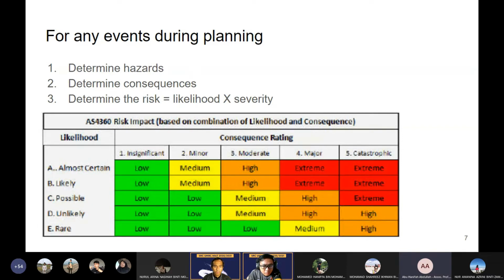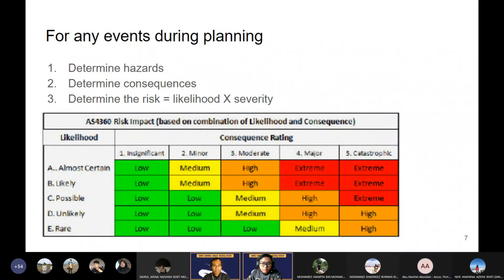First, you have to determine the hazards. You have to determine the consequences, and you have to determine the risk by likelihood times the severity. So for this situation, I don't want to get too complex, but if you can see, normally they put numbers.